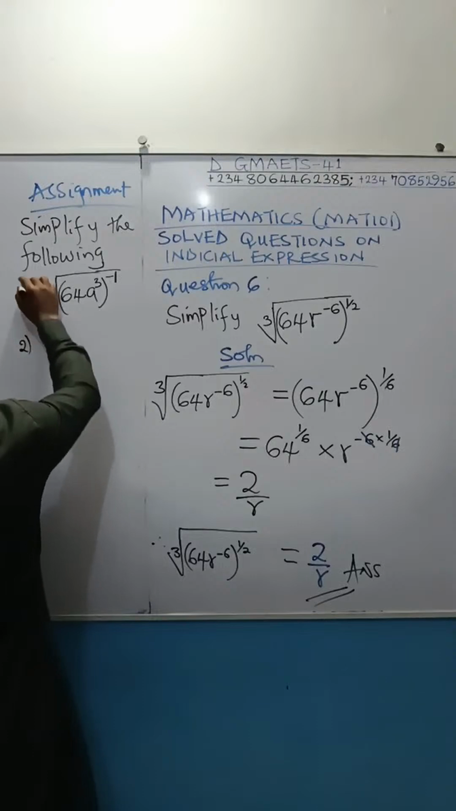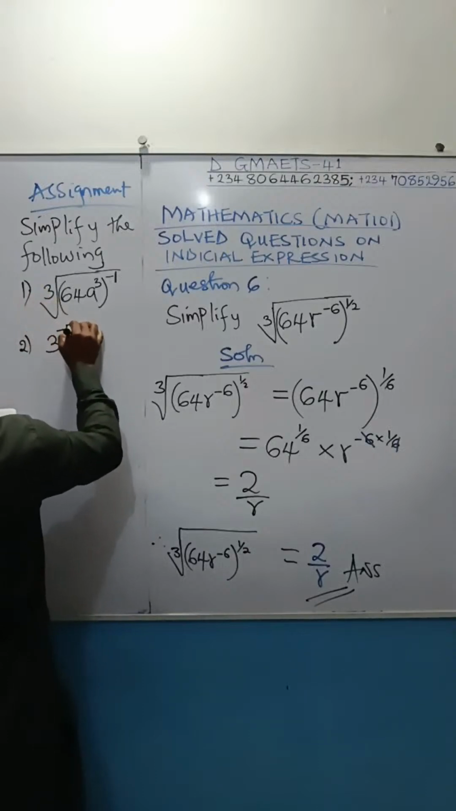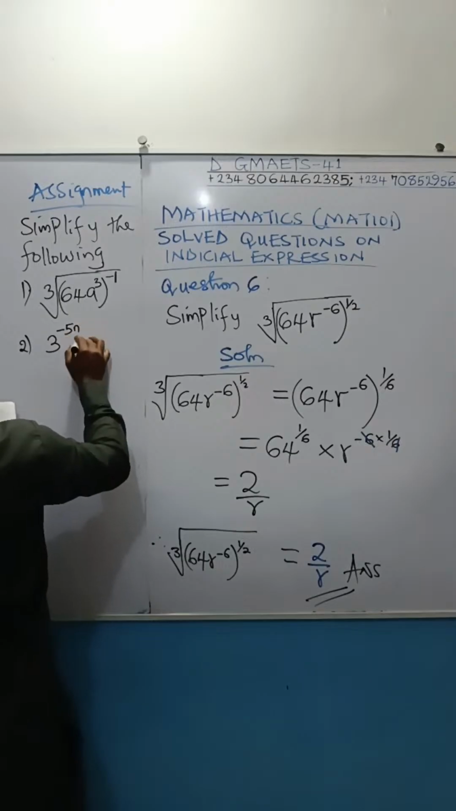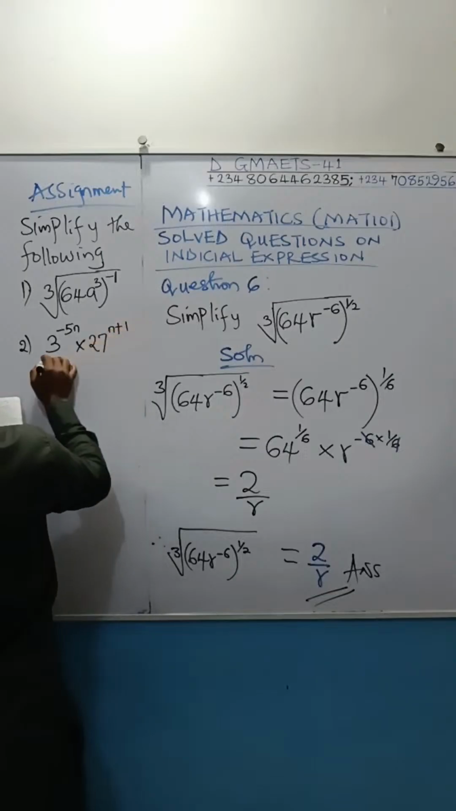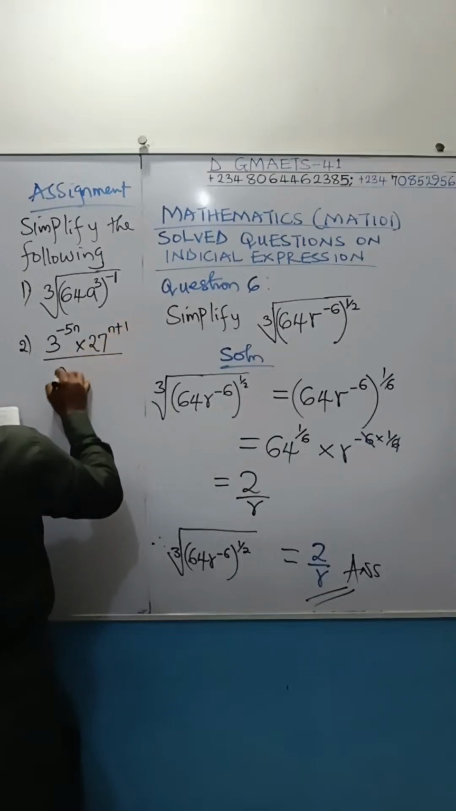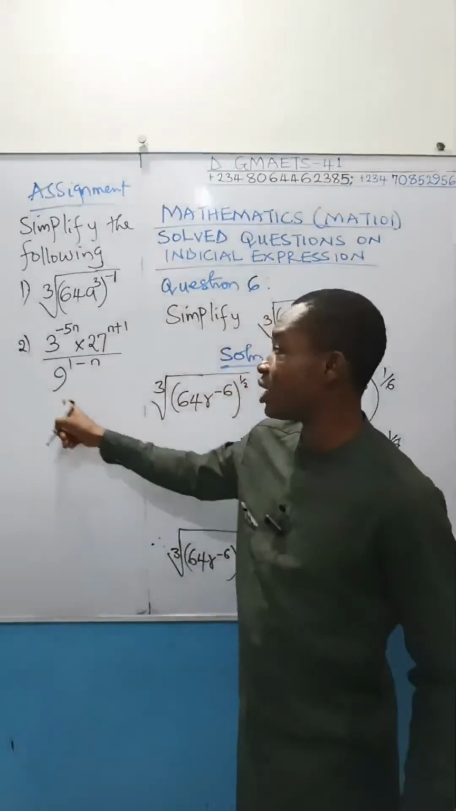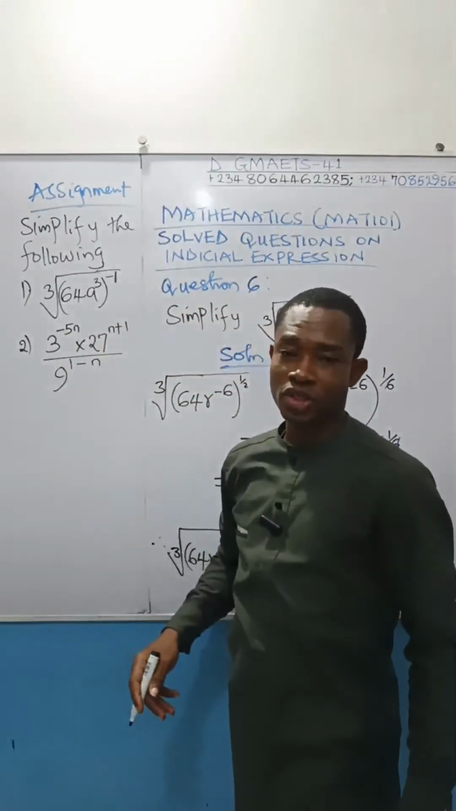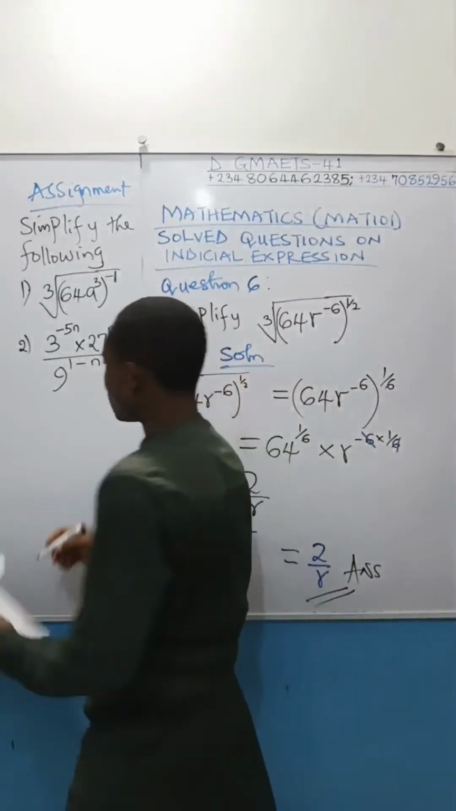Question number 2: 3 raised to the power of minus 5n times 27 to the power of n plus 1, all over 9 to the power of 1 minus n. The very first question we solved today was something like this, and I used two different approaches. Use the two methods to solve it and see if you get the same answer.